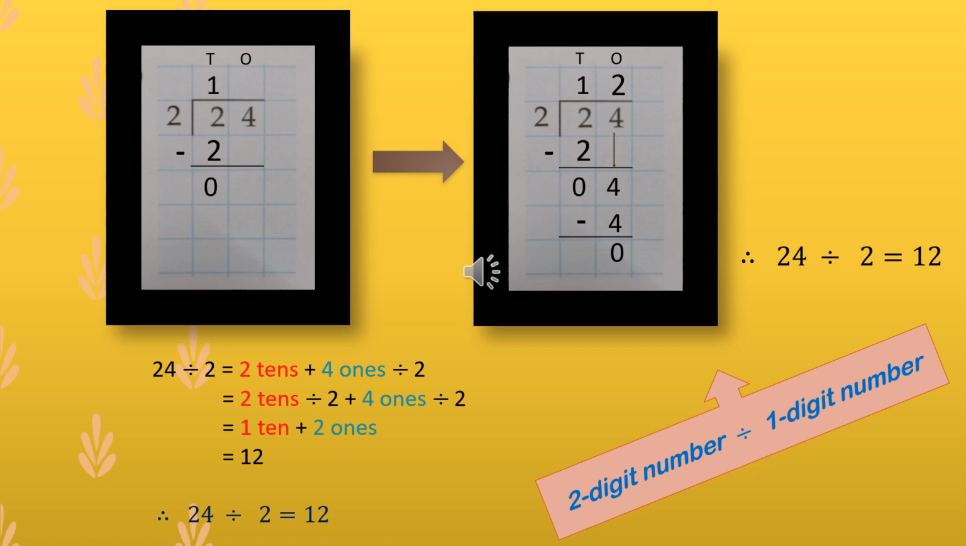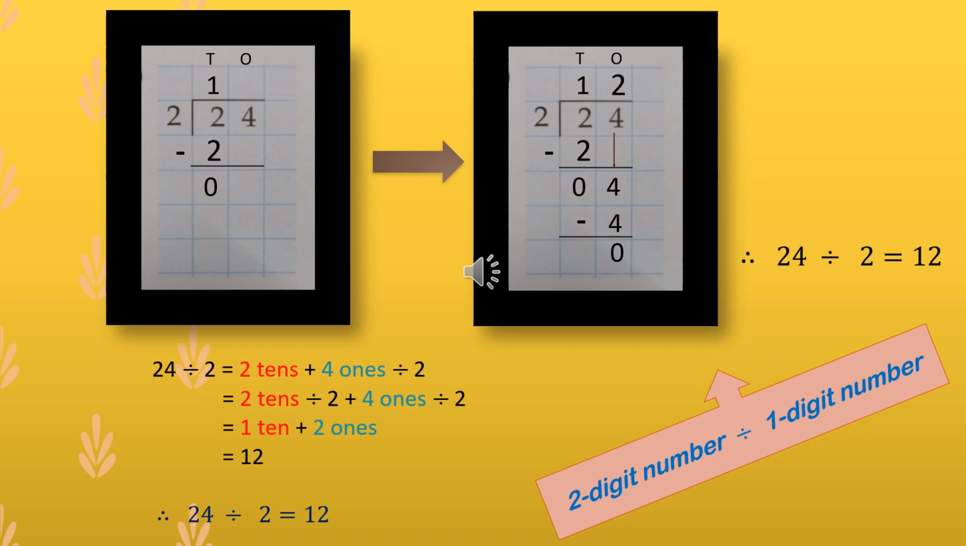So this 24 divided by 2 can also be written as 2 tens plus 4 ones divided by 2, which is equal to 2 tens divided by 2 plus 4 ones divided by 2. So first we will divide this 2 tens by 2. So we will get the answer 1 ten.